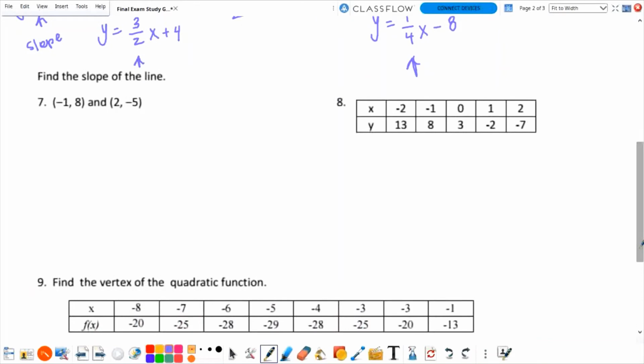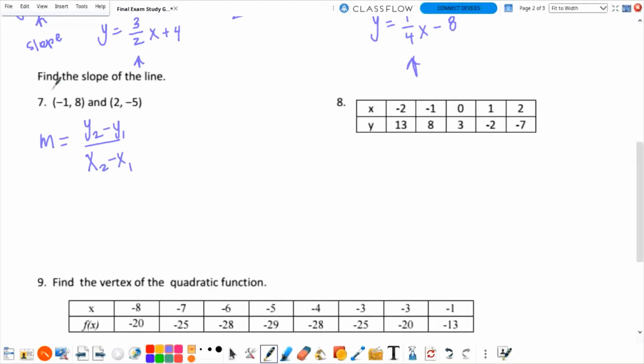All right, 7 and 8 want us to find the slope of the line. One gave us 2 ordered pairs, and one gave us a table. So let's refresh our memories on how to solve those. The formula for 2 ordered pairs is y sub 2 minus y sub 1 over x sub 2 minus x sub 1.